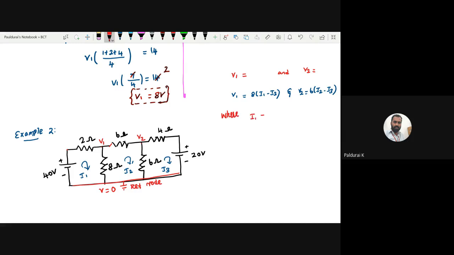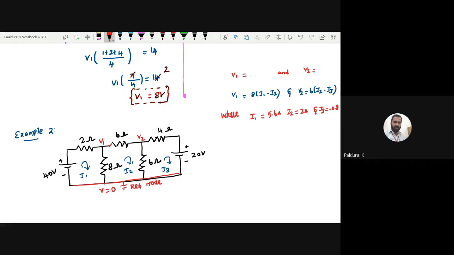Anyone? Sir, I didn't understand. This has to be done in mesh; do it in mesh analysis and tell us. First find I1, I2, and I3 using mesh analysis. I1 is 5.6 ampere, I2 is 2 ampere, I3 is minus 0.8 ampere.